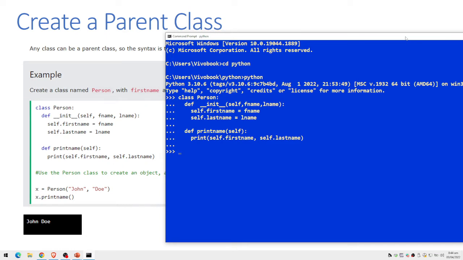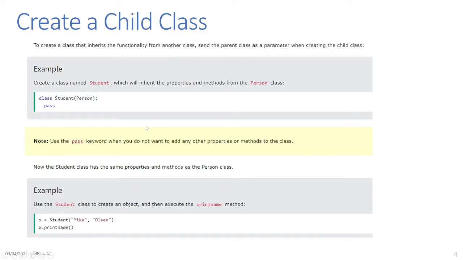So that ends my class. So let's try to use that class. So x is equal to Person, and then we have John Doe. So if we print x, sorry, we use the method, so that will print John Doe. So now we create our child class.